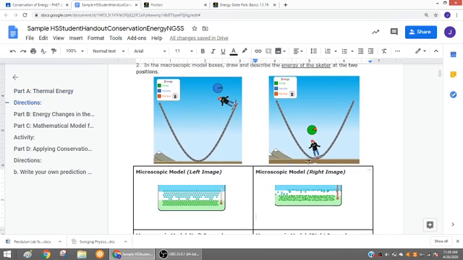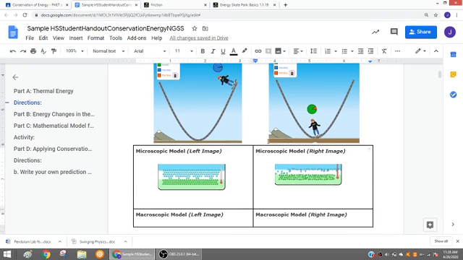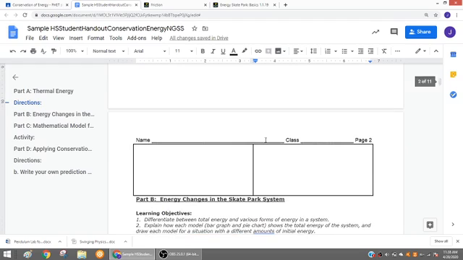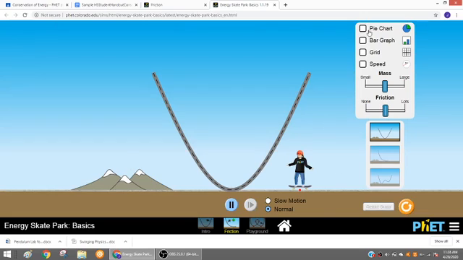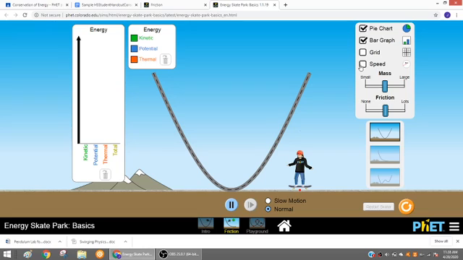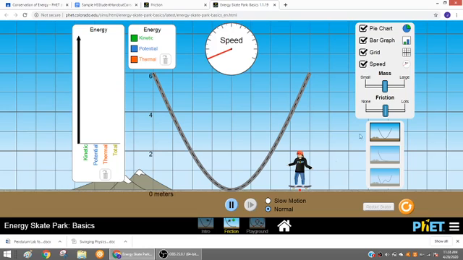So if you're trying to draw and describe, you don't necessarily need to draw with these. You can, again, just take pictures. The best way to do that, I think, for this handout would be to go to the simulation and snapshot your kinetic, potential and thermal energy images. So let's turn friction back up to normal, or you can reset it. Turn on your pie chart and your bar graph. It's up to you if you want to add the speed and the grid. I like to show as much information as possible when I do these things. Let's put the skater on there and press play.